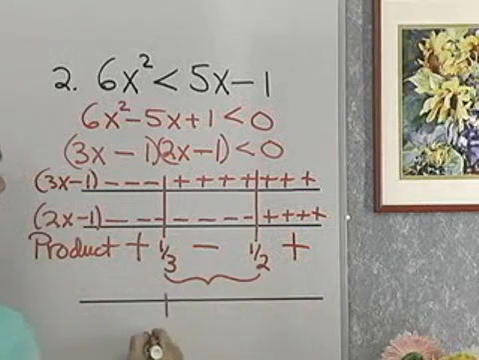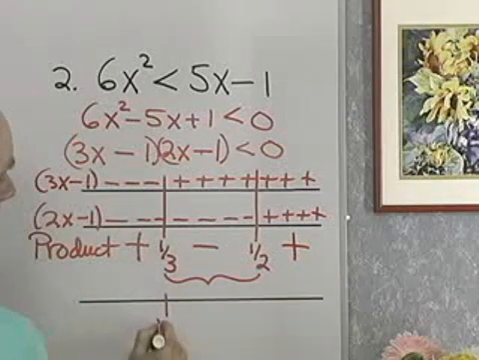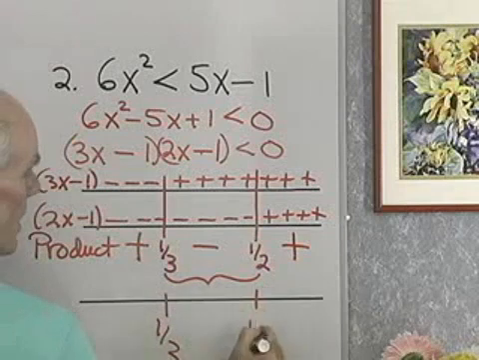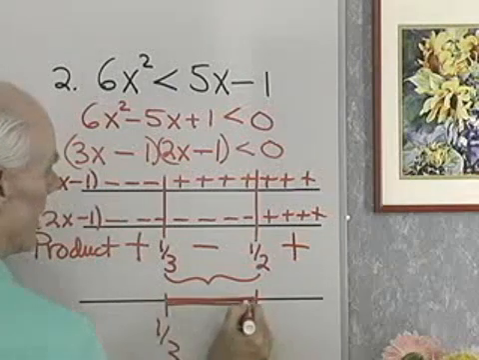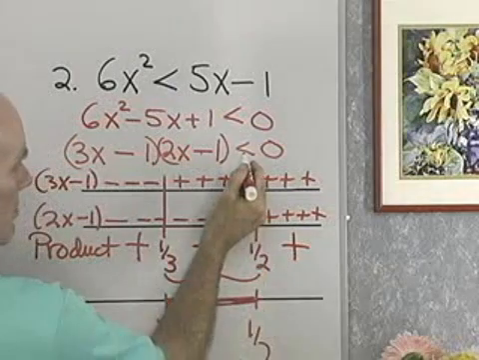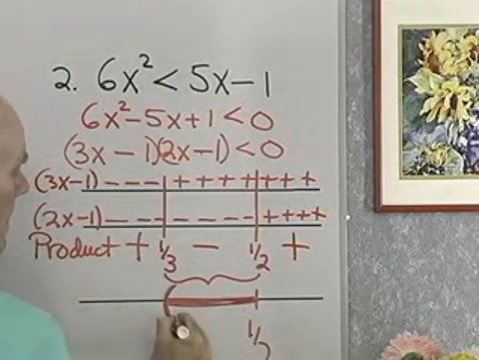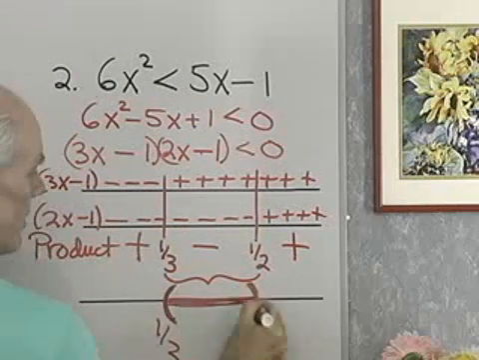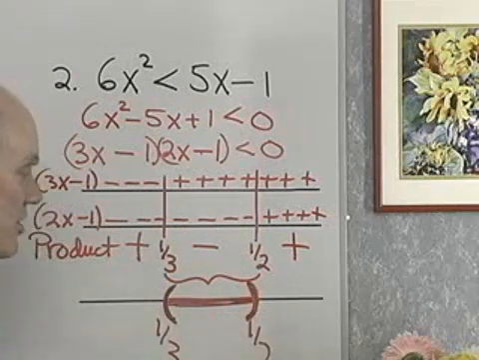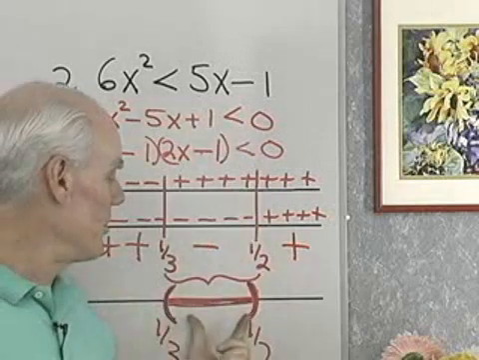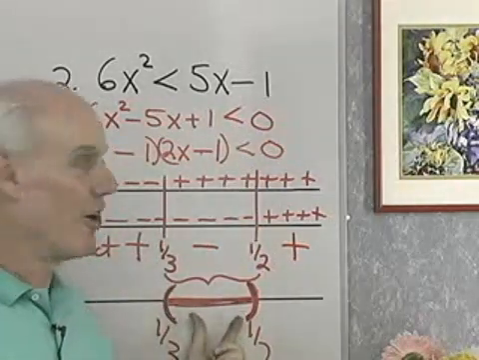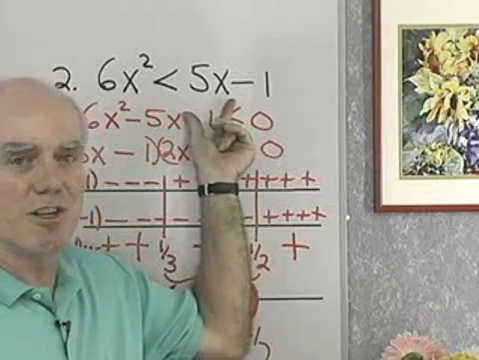I want to write this as an inequality. Whoops. That's positive 1/3, positive 1/2. I want all the numbers in between there. And then I'll look back to my original inequality, strictly less than, so I'm going to use open parentheses here. And there is the solution set for this original quadratic inequality. All the numbers in here on the number line are numbers that make this original inequality a true statement.